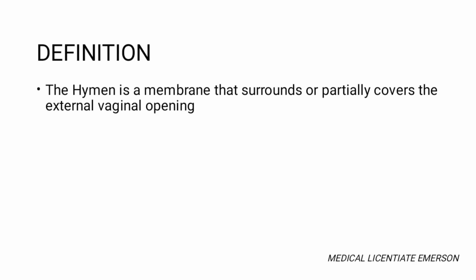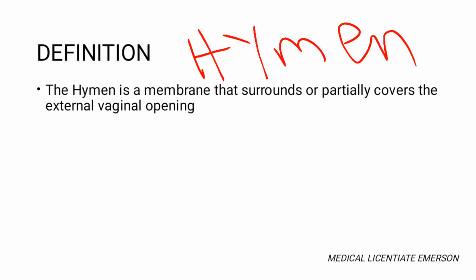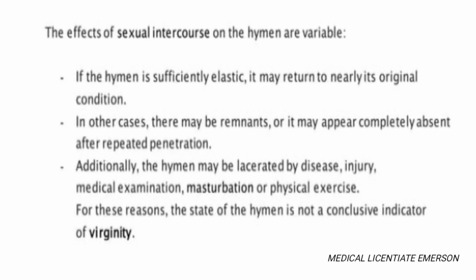Okay. Then the definition for this case is that we are talking about imperforate hymen. So what is the hymen in short? How do you define the hymen? The hymen is a membrane that surrounds or partially covers the external vaginal opening. That's the definition. Then what's the effect of sexual intercourse on the hymen?